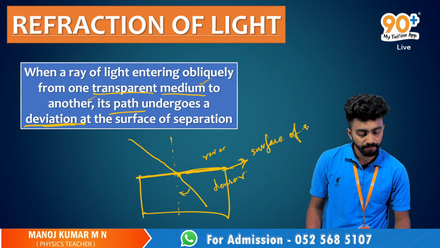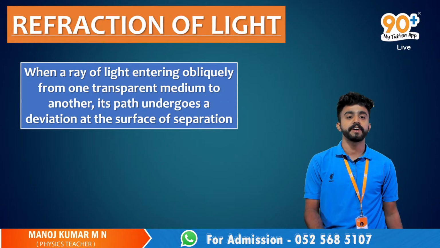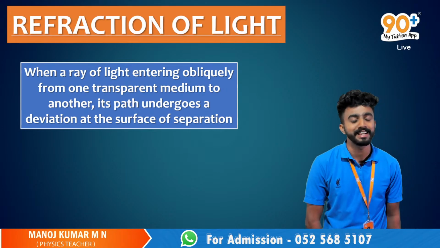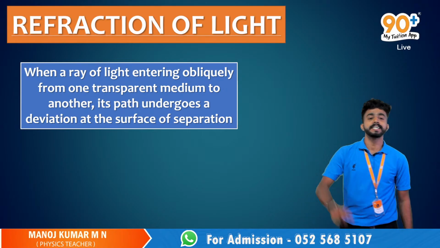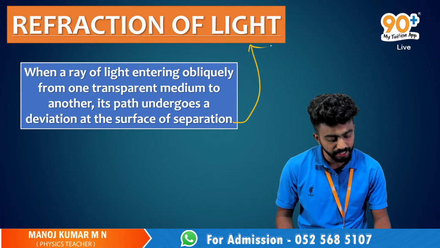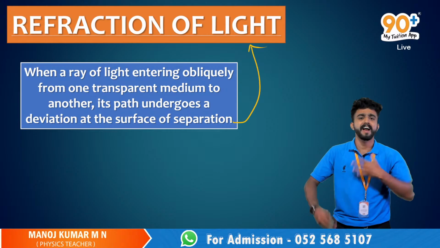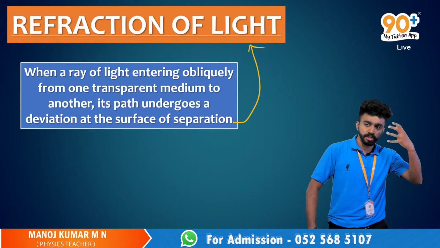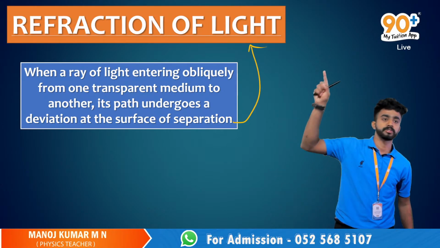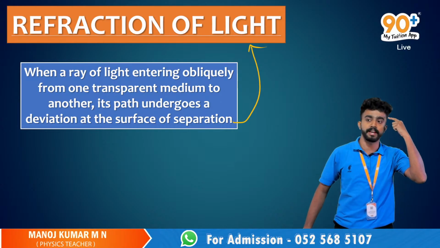So in general, you can note it down. When you define refraction of light, you can write this down. When a ray of light enters obliquely from one transparent medium to another, its path undergoes a deviation at the surface of separation. This phenomenon is termed the refraction of light. Till now we were just having the introduction part of it. Now we are on the core concepts of refraction of light. We are getting into the core part of it. So now register the concept of refraction of light into your mind.